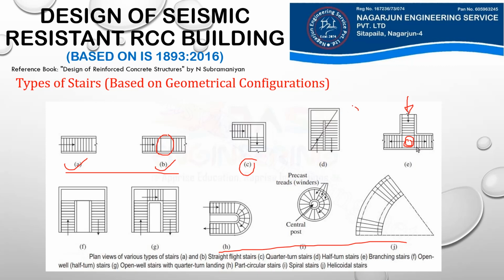Among these stairs, the open flight stair in number D, which you also call the dog-legged stair, is the most common stair in our residential buildings and also in other types of buildings. We find this quarter turn stair at number G, open well stairs with quarter turn landing. You see these types of stairs mostly in public buildings, in which the width of the staircase is large compared to residential buildings. So this is about the geometrical configuration of staircases.